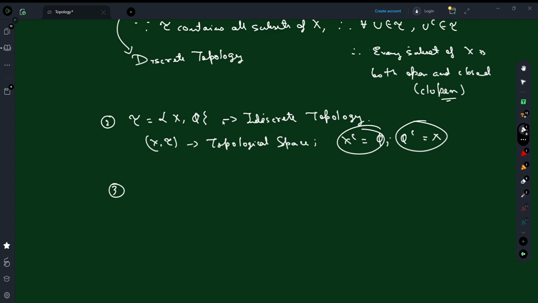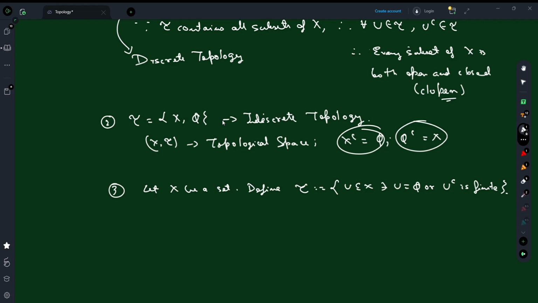We can have some pretty important non-trivial examples. Suppose I consider this: let X be a set. We define tau as follows: the collection of all subsets U of X such that U is empty or U complement is finite. And does this form a topology? It's indeed a topology, right?